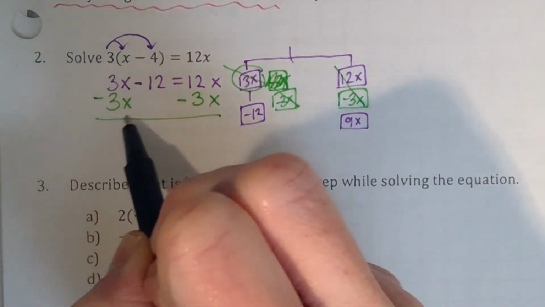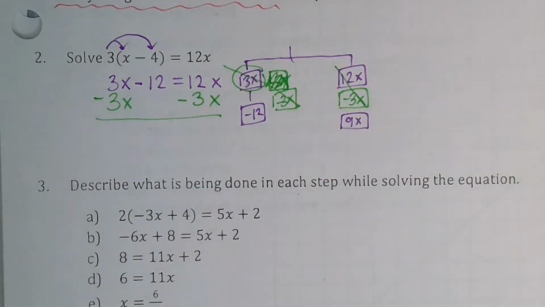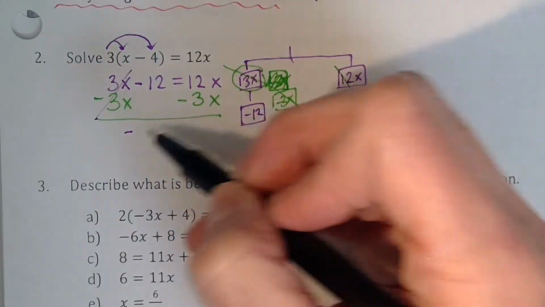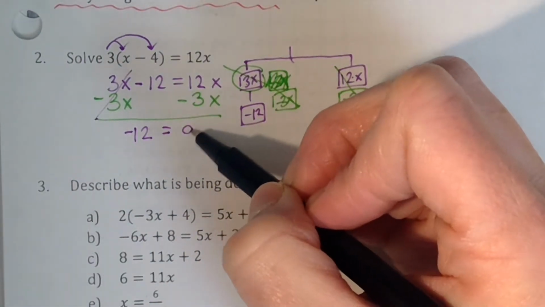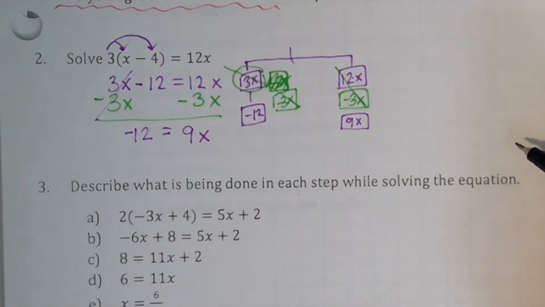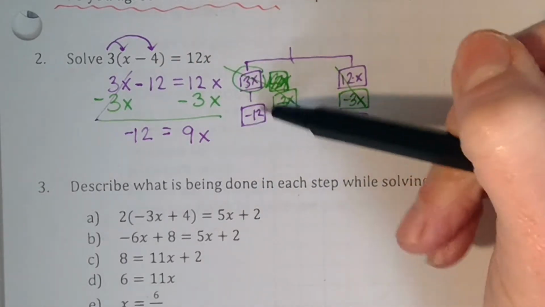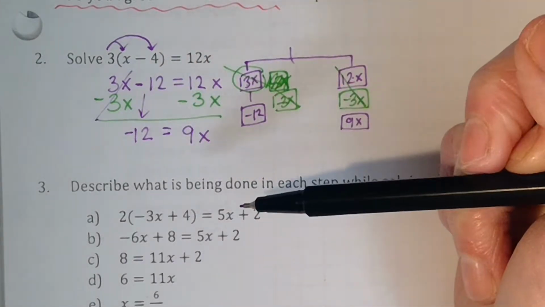Now if I transfer what I did over here to my equation, I took those 3 x's from the left away, moved them to the right. Those cancel and I'm left with negative 12. 12 and negative 3 makes 9x. Now remember, this minus 12 means I have 12 negatives, so everything's got to come down here.